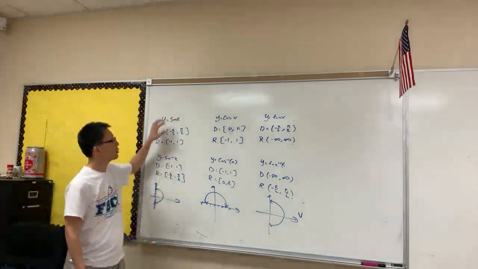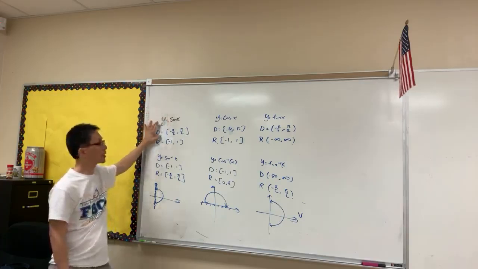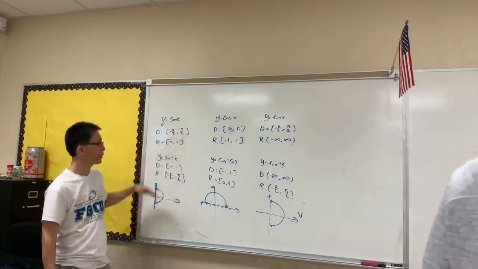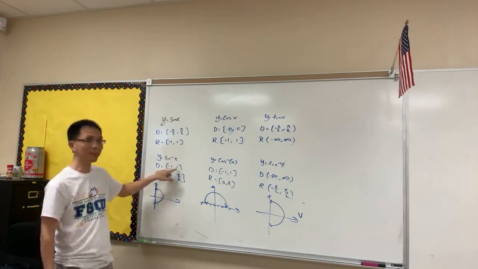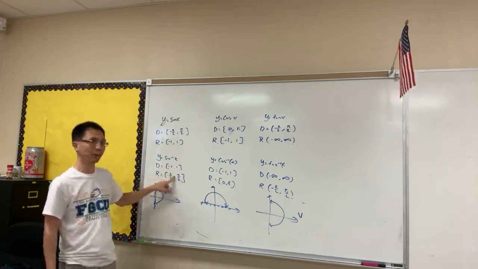Okay, so y equals sine of x. The domain is going to be negative pi over 2 to pi over 2. The range is going to be negative 1 to 1. For sine inverse, make sure you understand both. The domain is negative 1 to 1, because you're going to have some questions that involve this. The range is going to be negative pi over 2 to pi over 2.